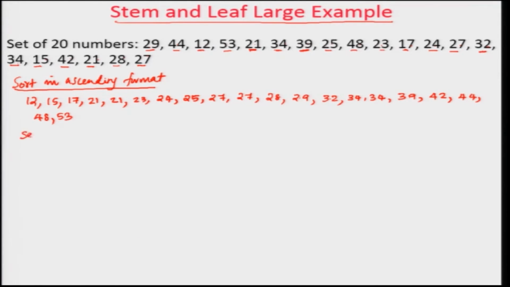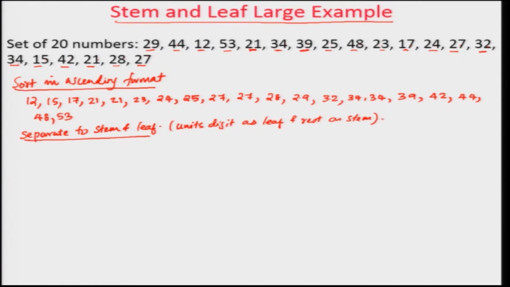Now separate to stem and leaf. So, we take the last digit, the units digit, as leaf and the rest as stem. Okay. So, if that is the case, for example, if we say 12, this is the leaf, this is the stem. Okay. So, the stems we have are 1, 2, 3, 4 and 5.